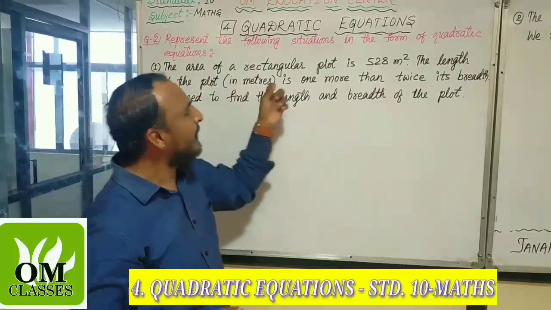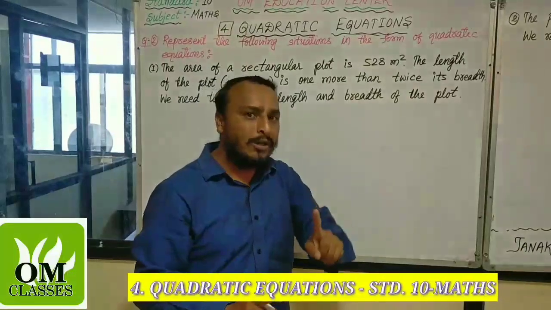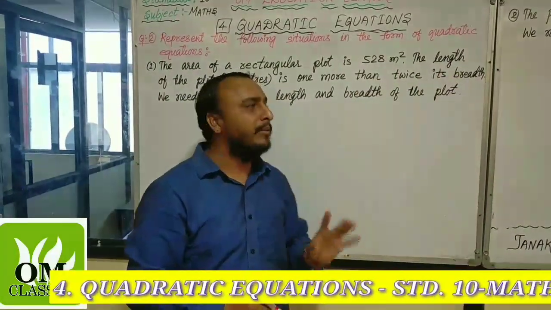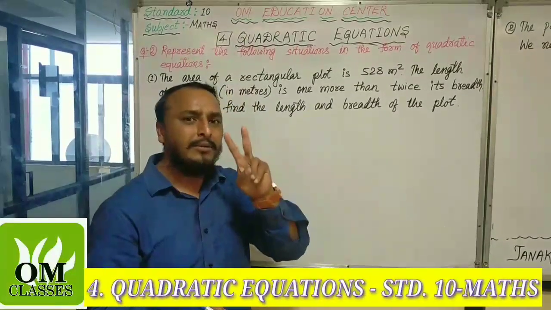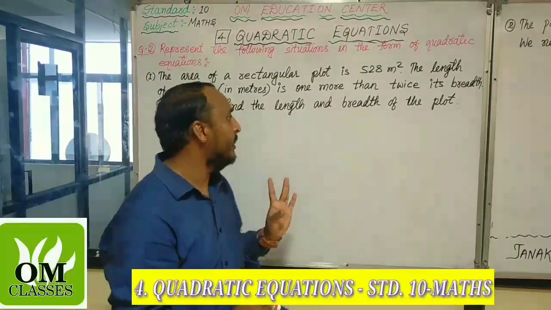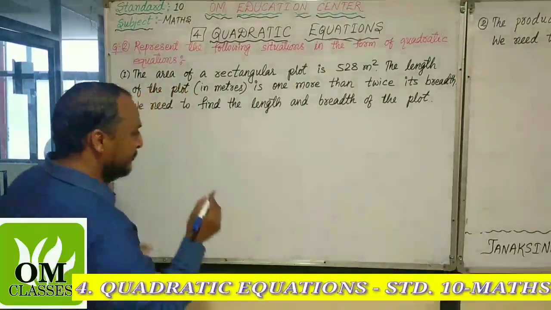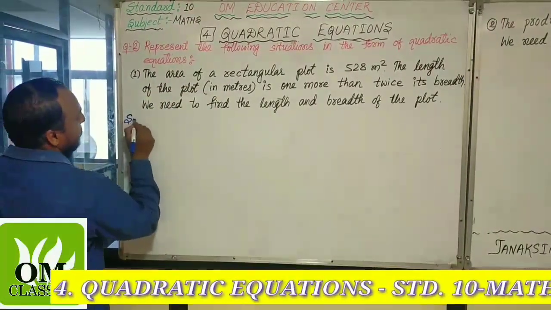तो length of the plot is 1 more than, means plus 1. Then twice its breadth. Breadth जो है उससे length twice plus 1 होगी. We need to find the length and breadth of the plot. So let's move to the solution.